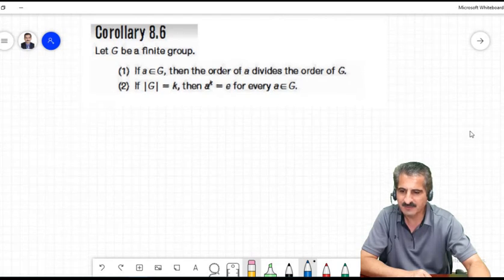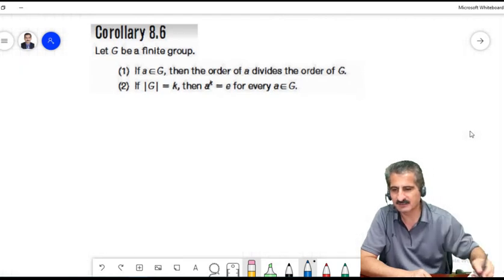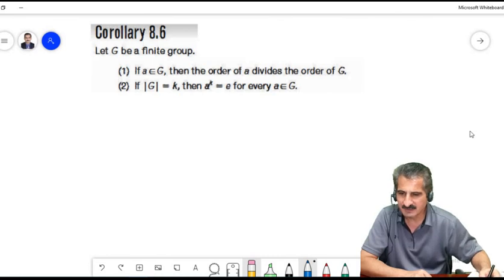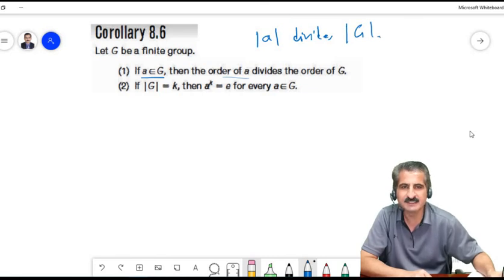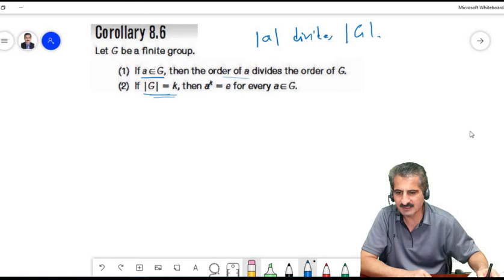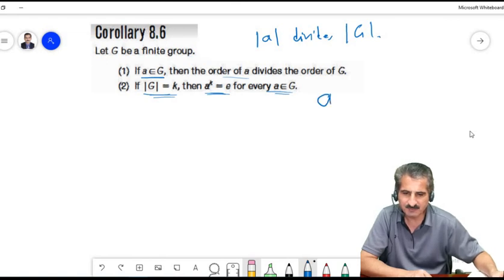Now the last thing to do here is the following. We will use this: if A is an element of G, then the order of A divides the order of G. The order of A must divide the order of G, where A is any element of G. Now, if the order of G is K, then A to the power K gives the identity for every element. So A to the power of the order of the group will always give the identity, okay?